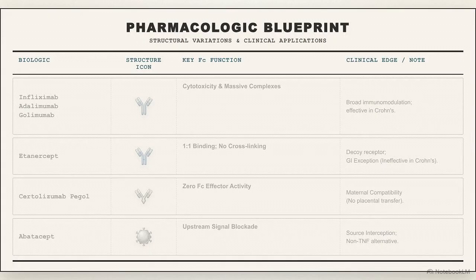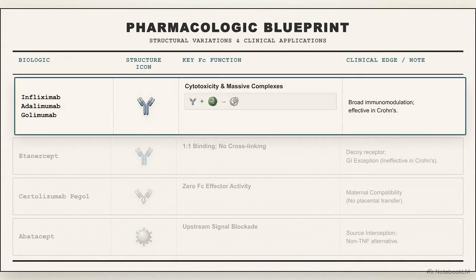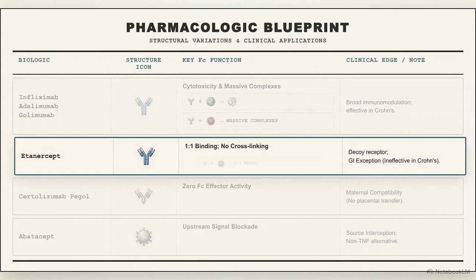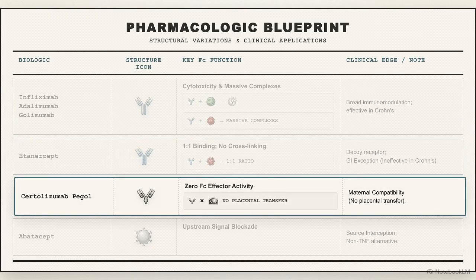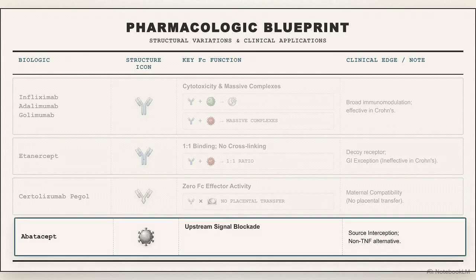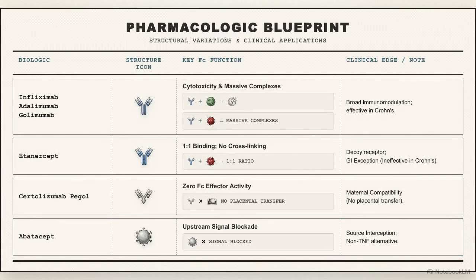Reviewing the completed matrix reveals exactly how these biologics differ. The full Fc region of infliximab, adalimumab, and golimumab grants them broad cytotoxicity and the ability to form massive immune complexes. Etanercept's truncated structure restricts it to a 1-to-1 binding ratio, preventing complex formation and limiting its efficacy in Crohn's disease. Certolizumab's total lack of an Fc region prevents placental transfer, and abatacept bypasses the TNF pathway entirely to block T-cell activation at the source.